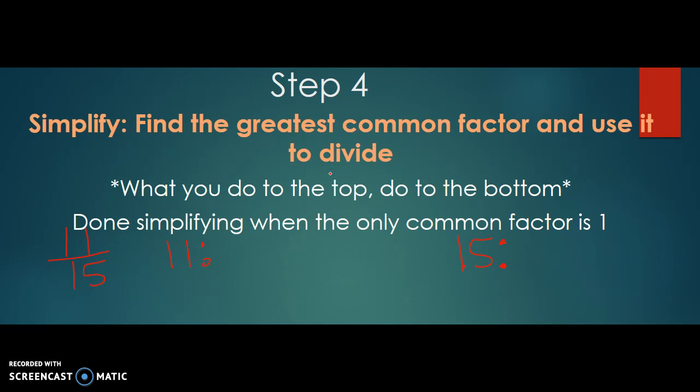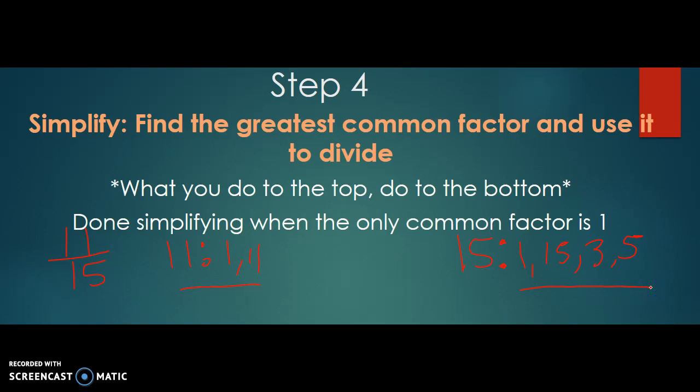So I need to find the factors of my top and bottom number. 11, what are my factors? 1 times 11 gives me 11. Anything else? No. My factors for 15. 1 times 15. 2, no, can't use 2. 3, 3 and 5. 4, nothing times 4 gives me 15, and 5 already in my list. So these are my factors for 11, and these are my factors for 15.